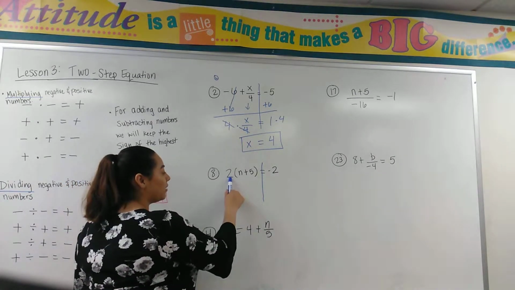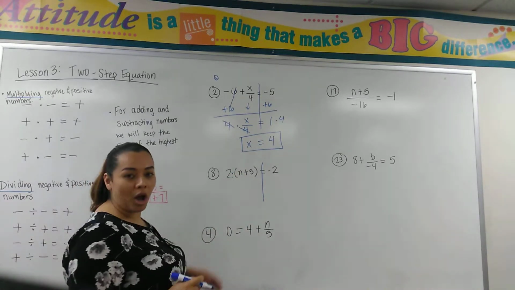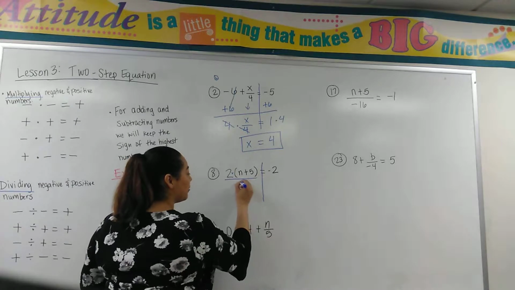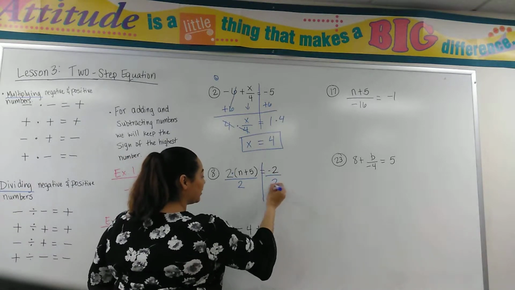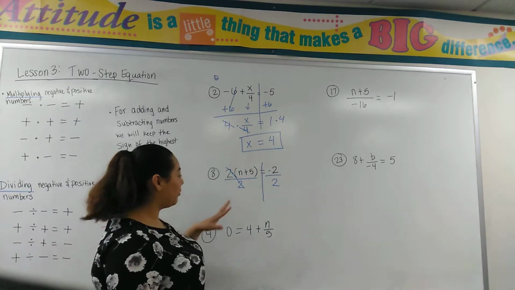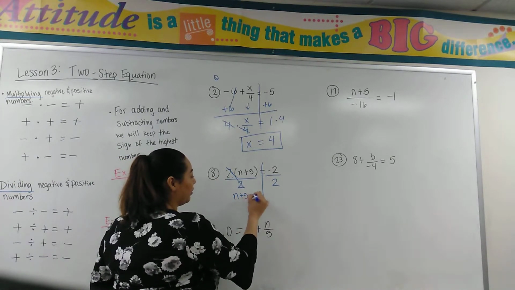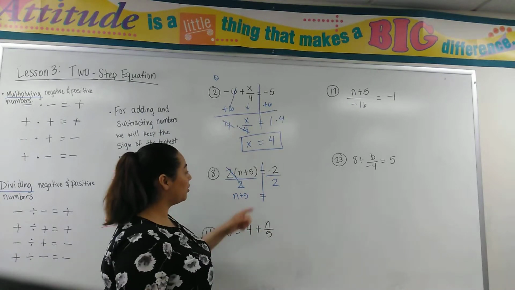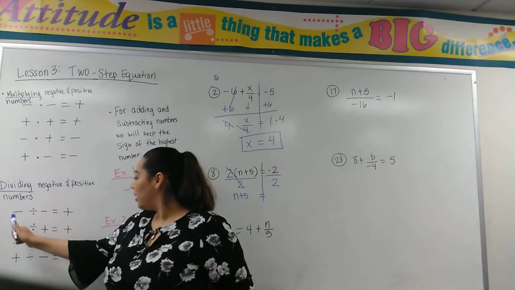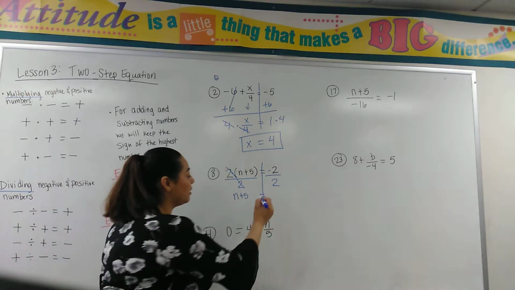Remember that when we have something outside of the parentheses like this, it means multiplication. So the opposite of multiplication will be division. Remember that a fraction means division, so we're going to divide both sides by 2. 2 divided by 2 will be just 1, but we don't need to put it because we have m plus 5 over here. So m plus 5 will equal, what's a negative divided by a positive? Well, look over here. A negative divided by a positive will be a negative.